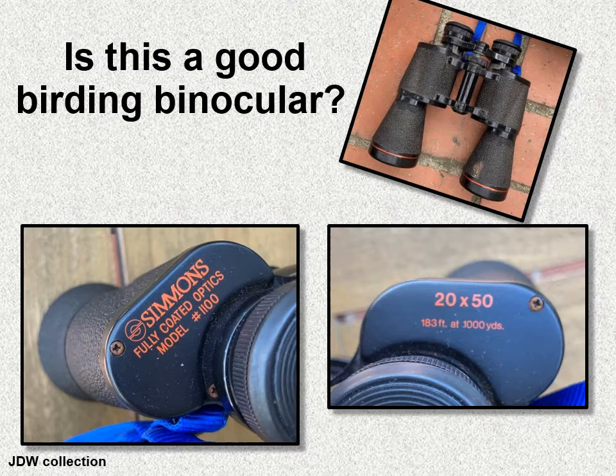So here's one of our test binoculars. I don't know what your magnification is. These are 20 by 50. Now what does that mean again? 20 is the power of the binoculars. 50 is the size of that front lens in millimeters. Is this a good binocular? No, it is not. You're not going to be having it steady enough. And we're going to talk about that second figure, that 183 feet at 1,000 yards. These are not birding binoculars.